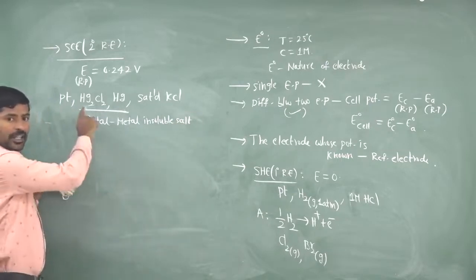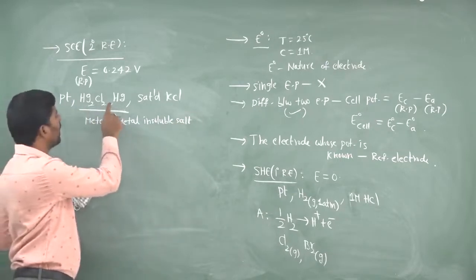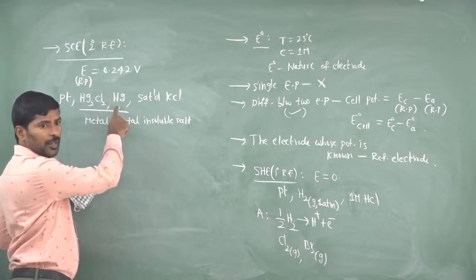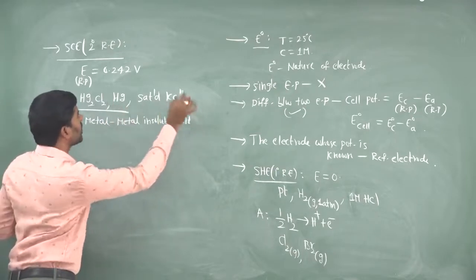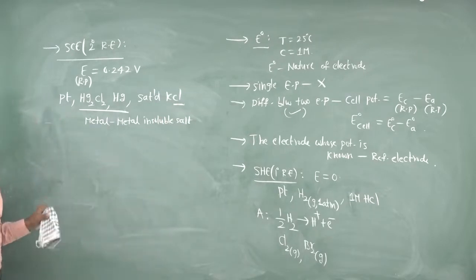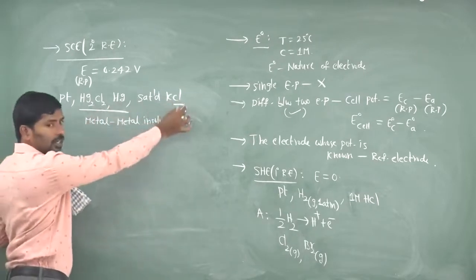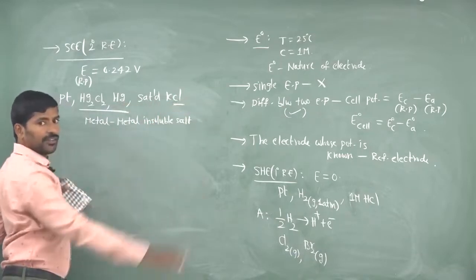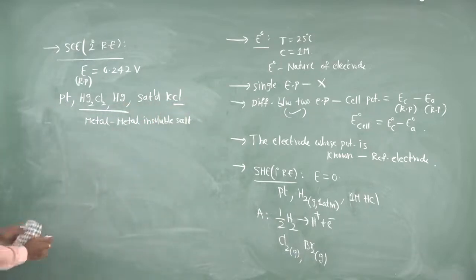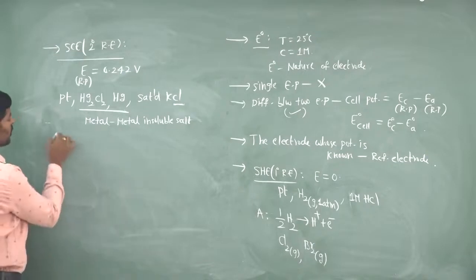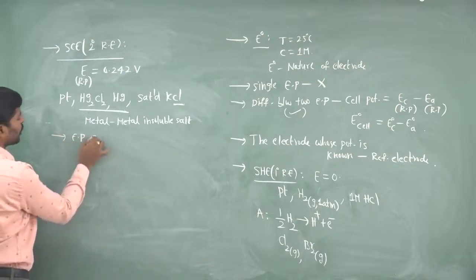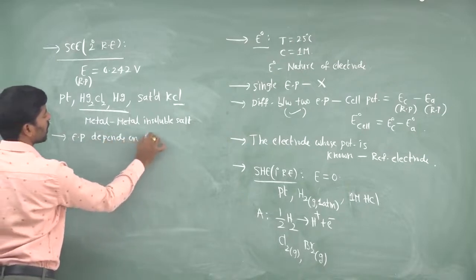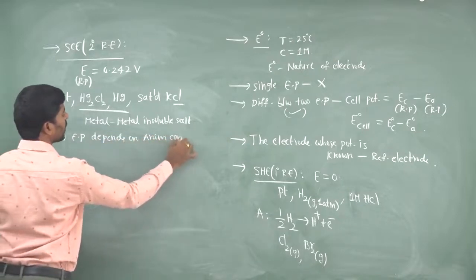For metal insoluble salt electrodes, their electrode potential depends on what? Anion concentration, Cl minus ion concentration. Mercurous chloride is reversible to Cl minus ions, so their electrode potential depends on anion concentration. This is an example for a metal insoluble salt electrode. For these electrodes, electrode potential depends on anion concentration.